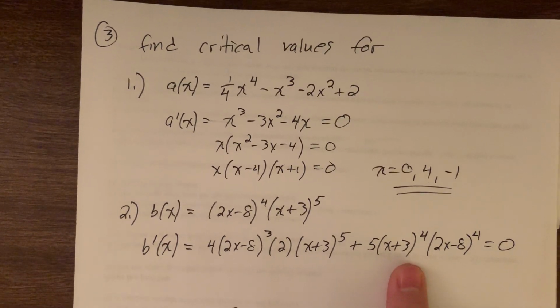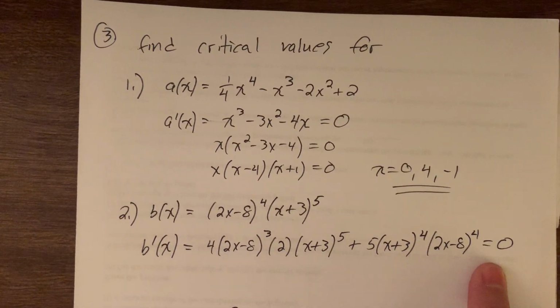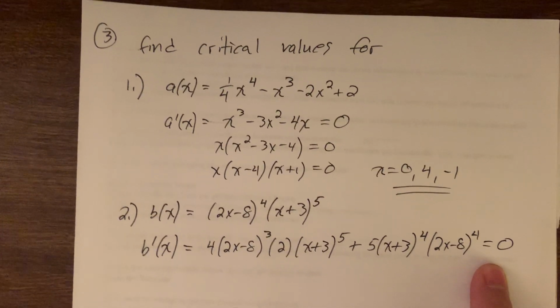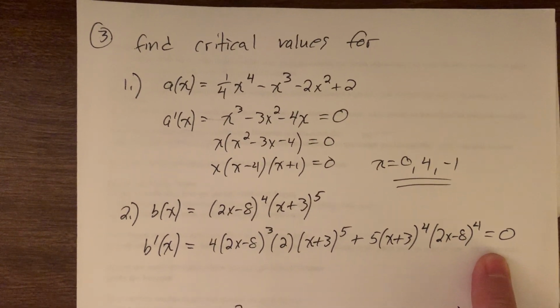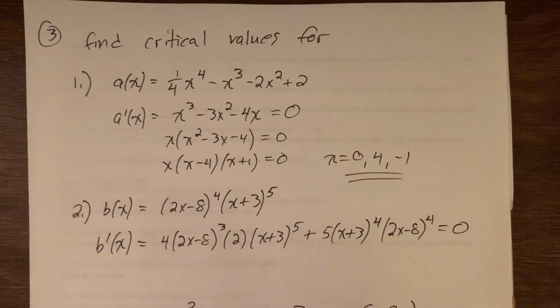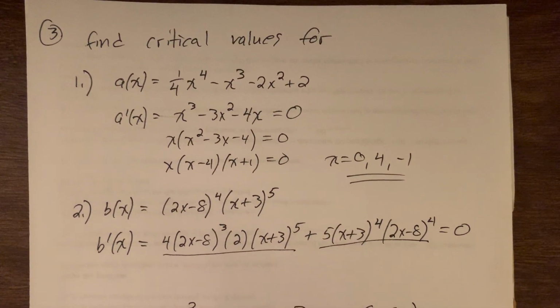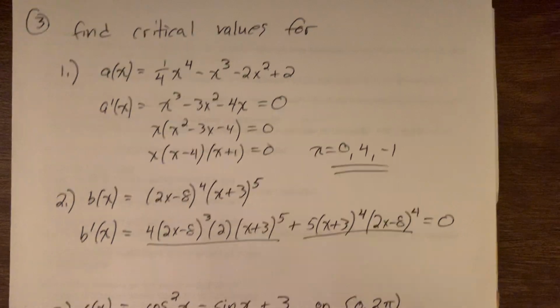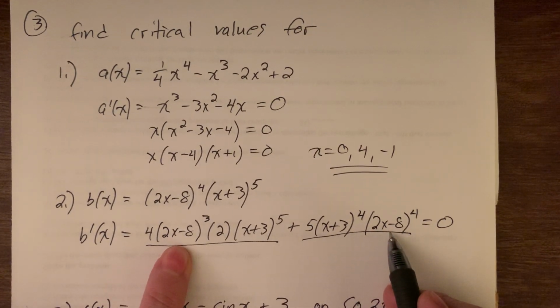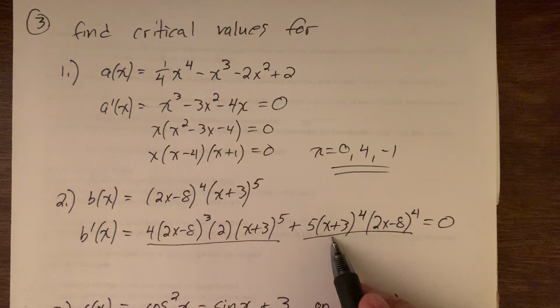And believe it or not, go back in your notes. We've seen something like this with horizontal tangent lines. It looks like a big mess, but we've got big terms with common pieces. Big term 1, big term 2. And notice what they have in common. They both have 2x minus 8s, and they both have x plus 3s.